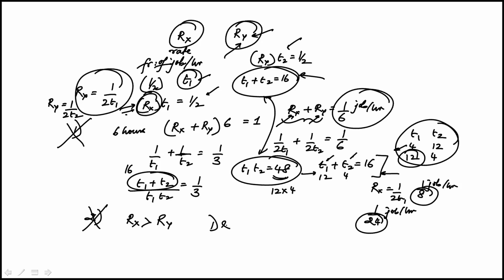But if we combine 1 and 2, if the rate of machine X is greater than that of Y, that means it would take less time. So it's going to be the first one. It rules out the other one. And so that way now we have a unique value for T1, and therefore we have a unique value for the rate of X, and we can answer the question definitively. So the answer is, both statements together are sufficient. Answer is C.